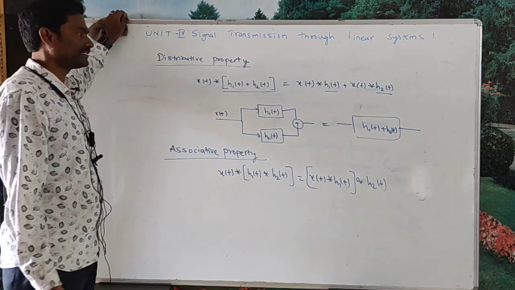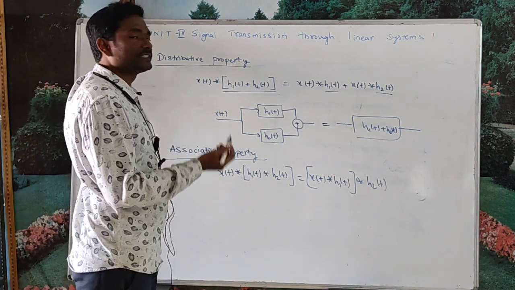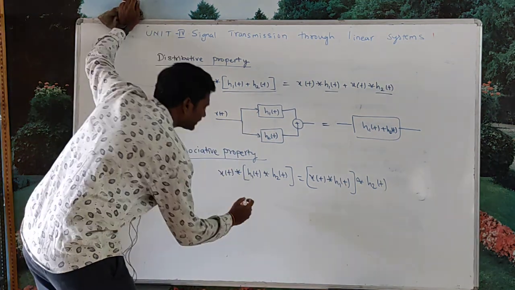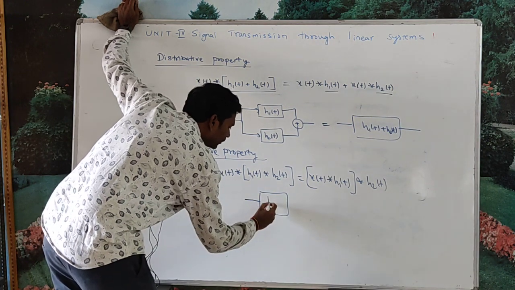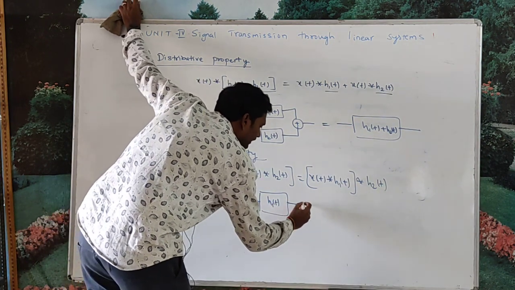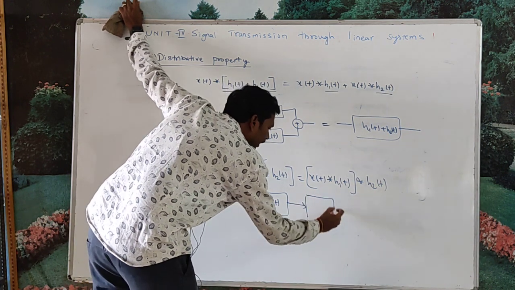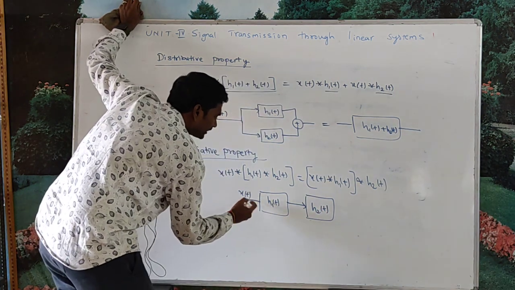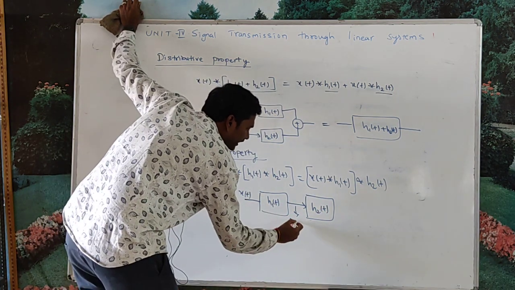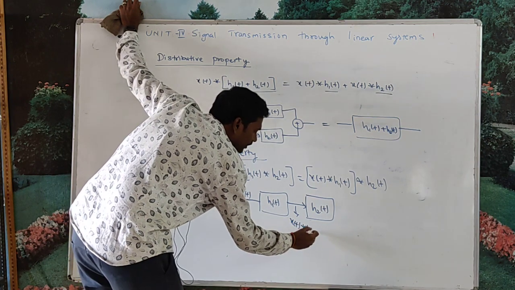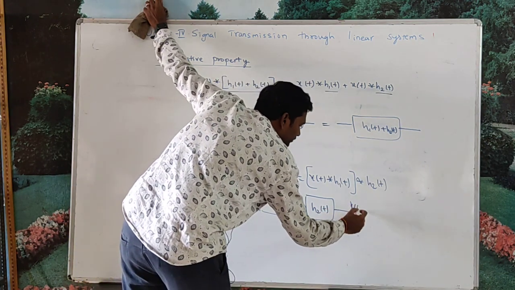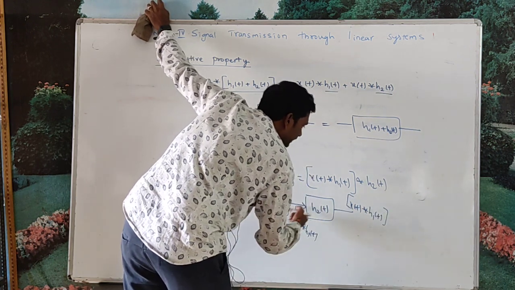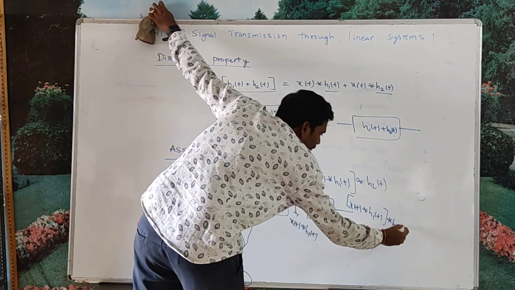What this associative property says is, let us consider there are two systems and one system needs to be cascaded with the other system like this. Let us consider there is a system whose impulse response is h1 of t, and this output needs to be transferred to another system which is in cascade, that is h2 of t. So, I am feeding x of t as the input, and I am going to get the output as x of t convolved with h1 of t, and that entire output is convolved with h2 of t.